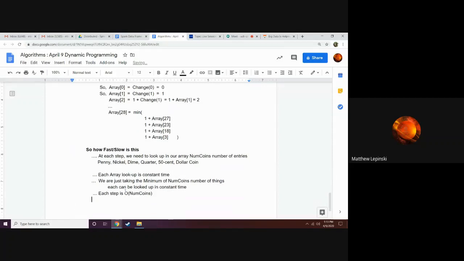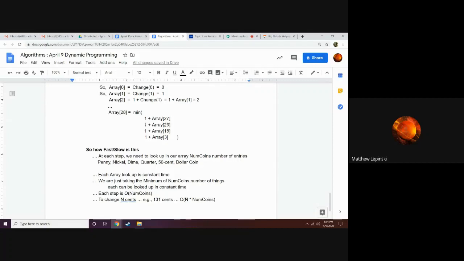And so to change n cents, e.g. 131 cents, is going to be O of n times num coins. And you'll see on the homework that this is much faster than the top-down recursive solution.